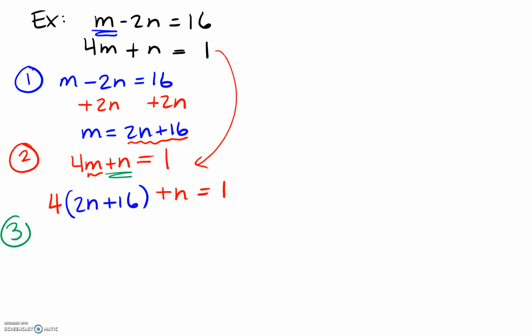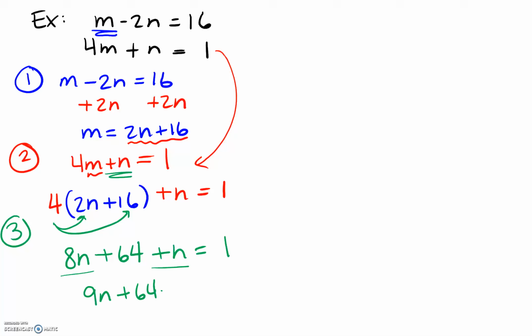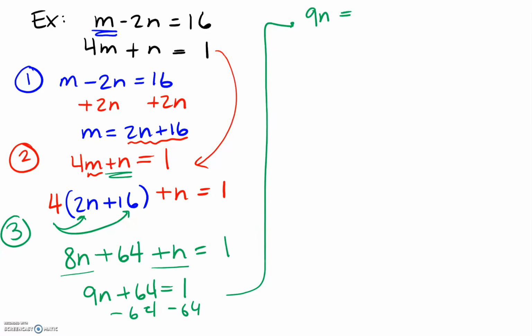Because now we have an equation that just has n's in it and we can solve. Right, so we have to distribute. We can combine our like terms. So we have 9n plus 64 is equal to 1. We can isolate our variable term. I'm just going to go up to the top over here. 9n is equal to negative 63. And then we can isolate our variable. So we get n is equal to negative 7.